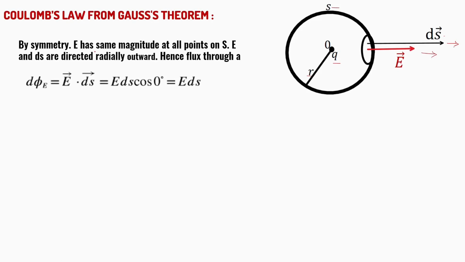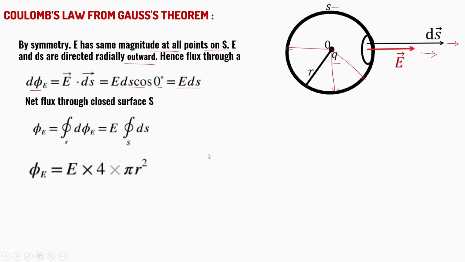By symmetry, we notice that the electric field E has the same magnitude at all points on the surface S, since all points are equidistant at a distance of r. E and dS are directed radially outward, and hence the flux through a single area element, dφE, by definition, is E dot dS. The angle between the electric field and the area vector is 0 degrees, so it becomes E dS cos 0 degrees, and cos 0 degrees is 1. So the electric flux associated with the area element is dφ = E dS.